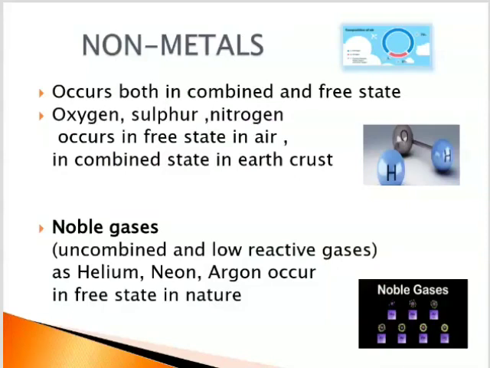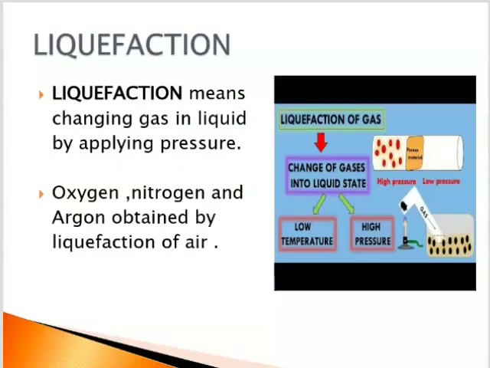Occurrence of non-metals. Like metals, non-metals also occur in the combined state in nature, whereas some of the non-metals occur both in the free as well as a combined state. Sulfur, oxygen, nitrogen occur in a free state in the air and in combined state in the earth's crust. Noble gases like helium, neon and argon occur in free state in nature. So children, non-metals are obtained from their sources by different methods.